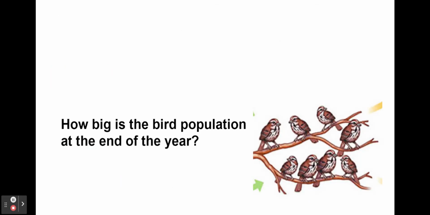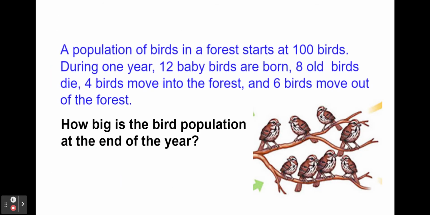Here's an example. This example will come up in blue. The example text is optional to write down, but underneath it in black is the required question to write down so that you have a neat problem written in your notebook later on to reference. A population of birds in a forest starts at 100 birds. During 1 year, 12 baby birds are born, 8 old birds die, 4 birds move into the forest, and 6 birds move out of the forest.